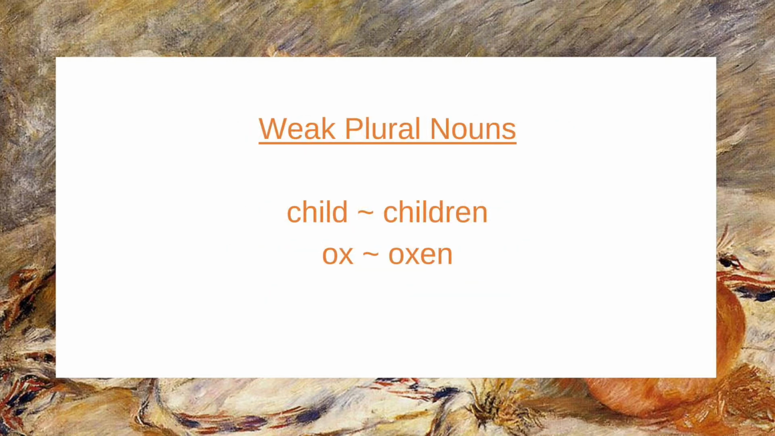Weak plural nouns take an EN suffix to form the plural. 1 child, 2 children. 1 ox, 2 oxen.